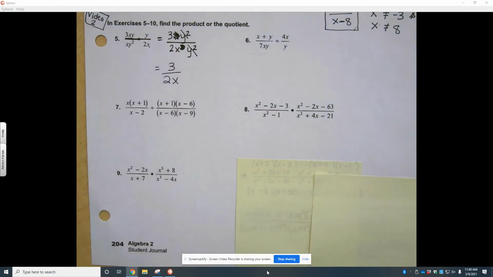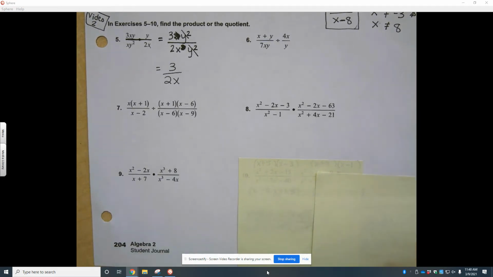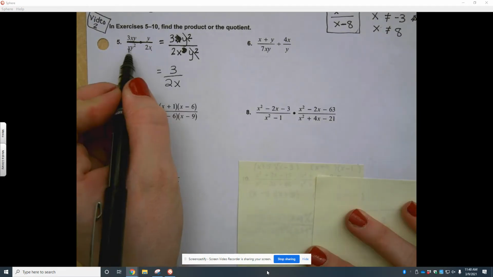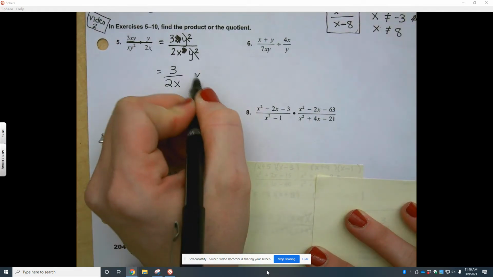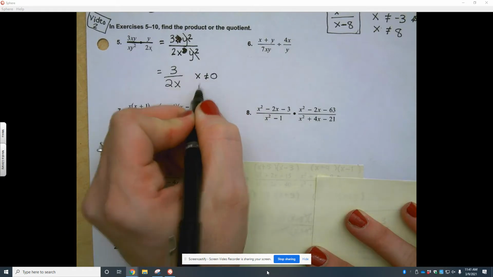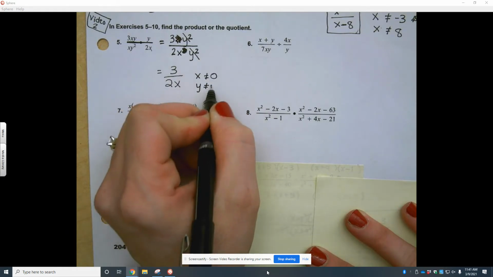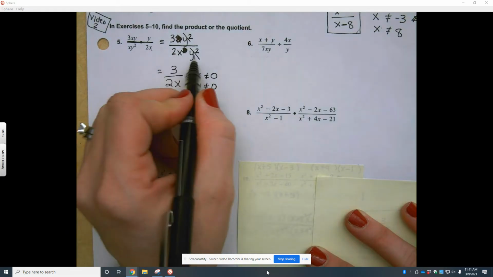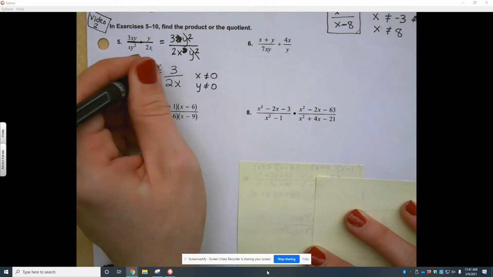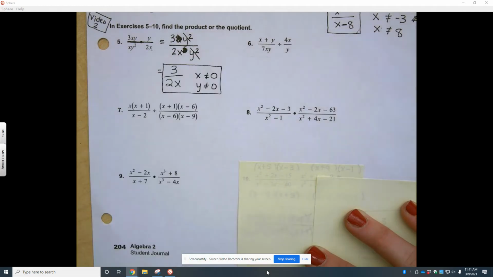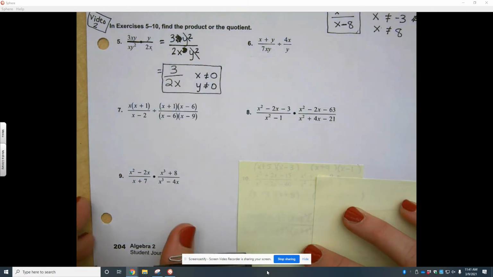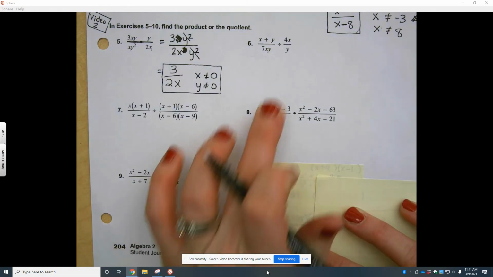And I'm going to look for my restrictions. If I look back at my original problem and this one, x is not going to be able to equal 0, and y cannot equal 0, because if either one of those equals 0, since this is all multiplied together, I would have a 0 on the bottom of my fraction. So there's your answer.